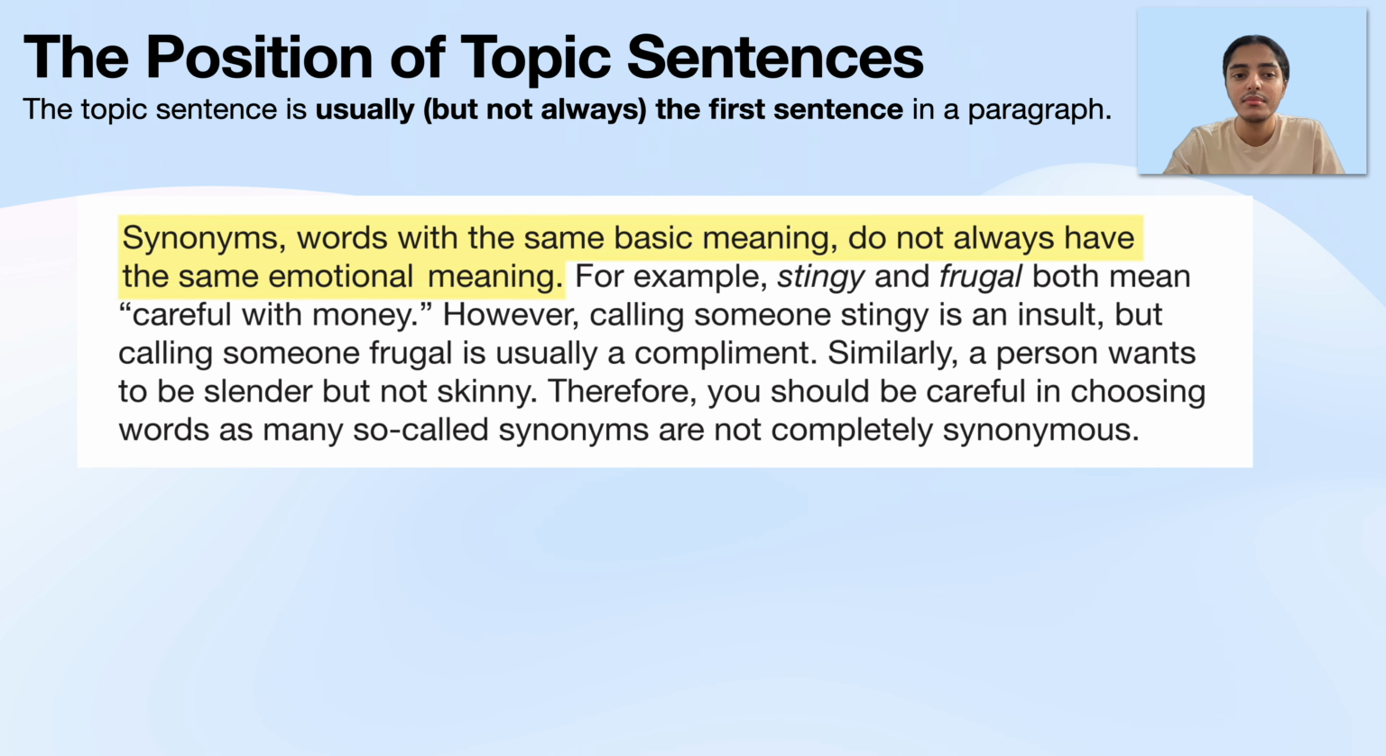Here's an example. Synonyms, words with the same basic meaning, do not always have the same emotional meaning. For example, so this is the topic sentence, and as soon as we are using "for example" or any other transition signal like "however", "therefore", and stuff like that, we are going to support our claim. For example, stingy and frugal both mean careful with money.